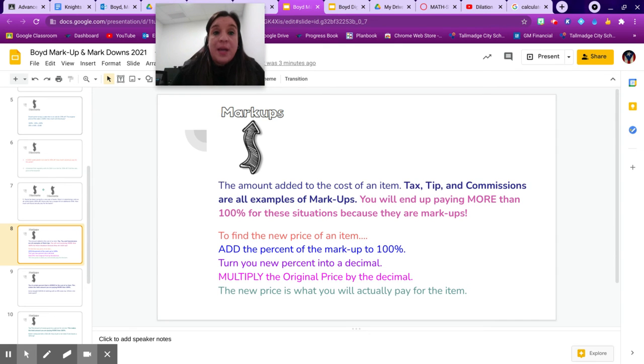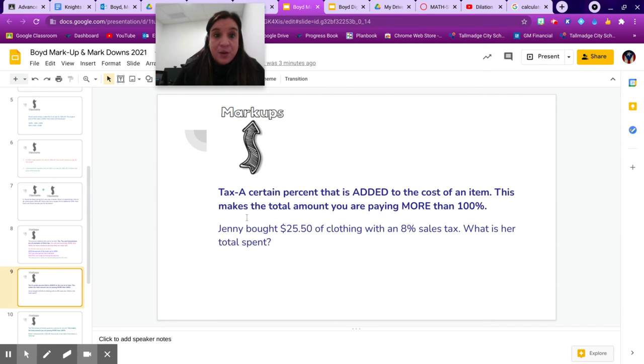Because if you think about it, when you add tax to an item, you pay more for that item. If you leave a tip for your waitress, you are paying more on your bill. So you are paying more than 100% on a markup. So let's do one example of those.